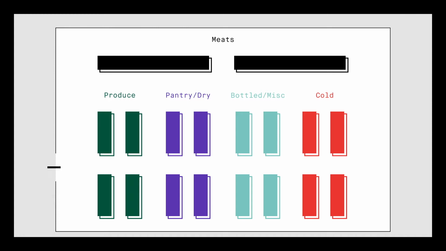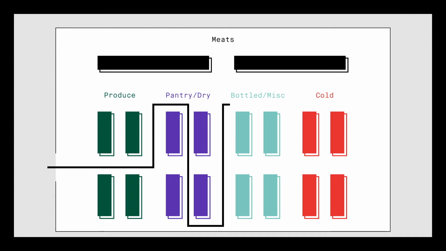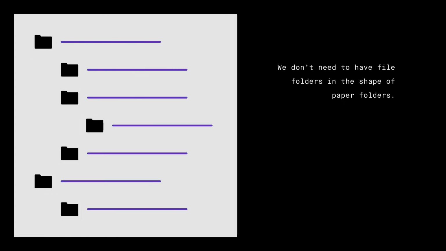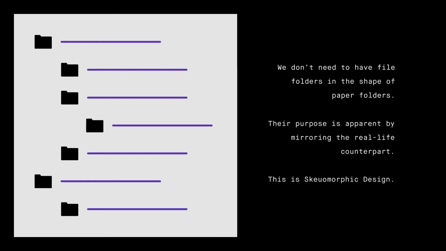Our brains already know what we need and have an idea or expectation for the order in which the information should flow. Our brains expect that the items in proximity to one another in the store will also be near one another in the online design. In the same way, our web browsers don't need to have file folders in the shape of paper folders, but it provides the best end-user experience because it makes the idea of what their purpose is apparent by mirroring their real-life counterpart. This is called Skeuomorphic Design.